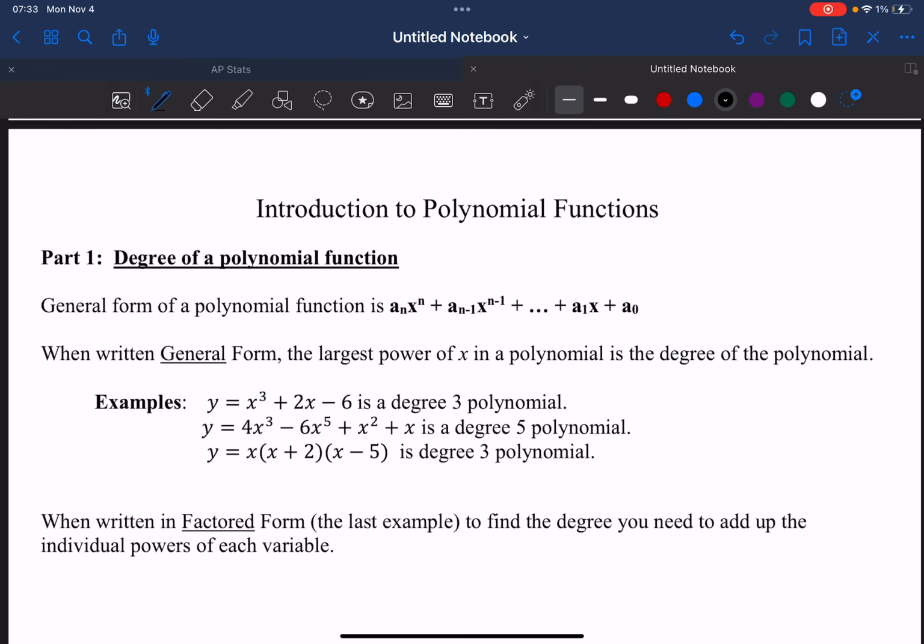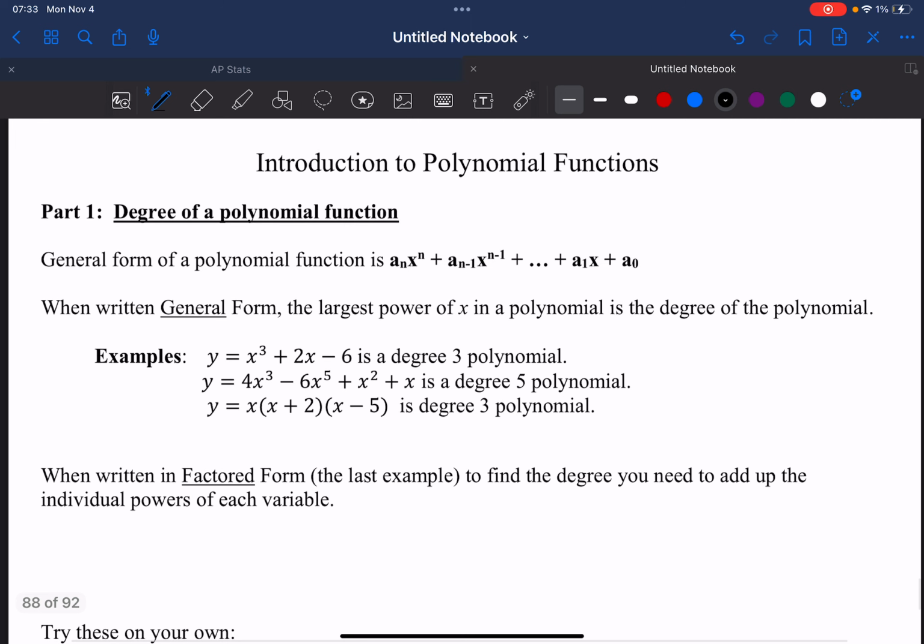Good morning. This is the first notes in Unit 5, Introduction to Polynomial Functions. So part 1 is the degree of a polynomial function. When we think of the general form of a polynomial, we think of this form here. All you need to know is that this form is there to accommodate polynomials that have degrees higher than 2.